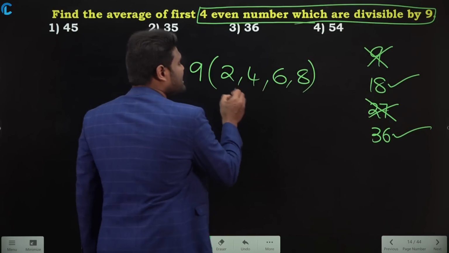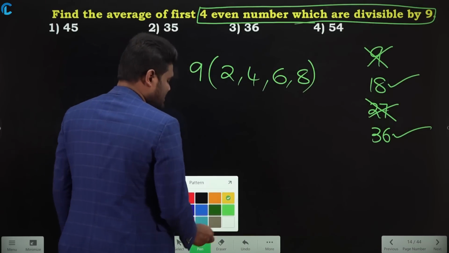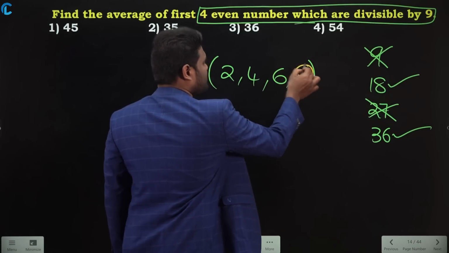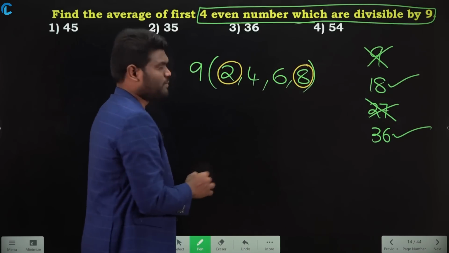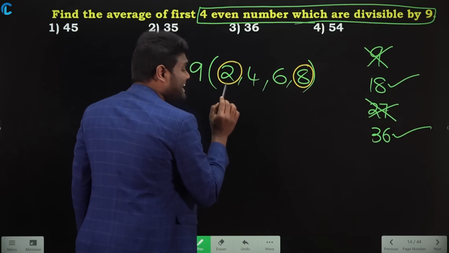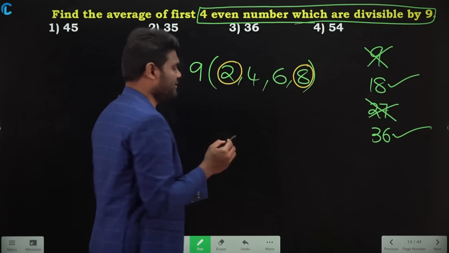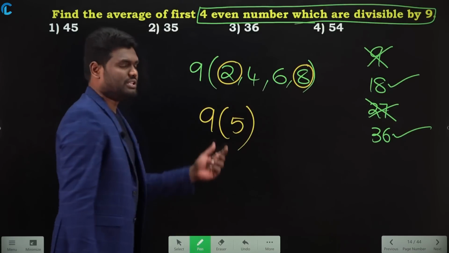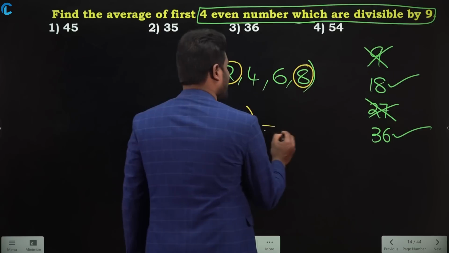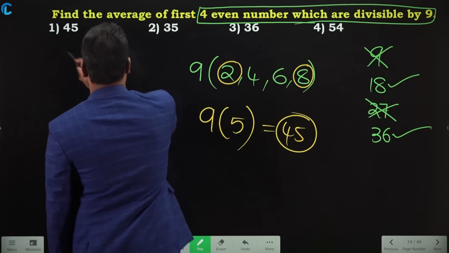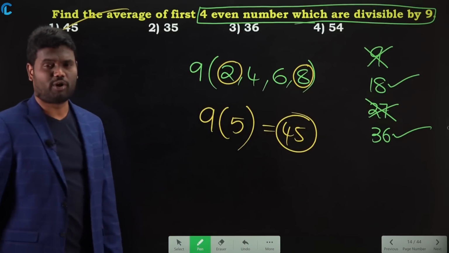Now look here, this series is in arithmetic progression. As the series is in arithmetic progression, if I need to calculate the average, it is highest number plus lowest number by 2. Highest number plus lowest number means 8 plus 2, 10. 10 by 2 is nothing but 5. So it should be divisible by 5. Okay? So this is nothing but 9 into 5, which is nothing but 45. So we can say that the answer for this question is option 1, 45.